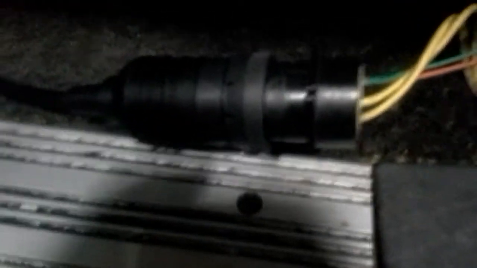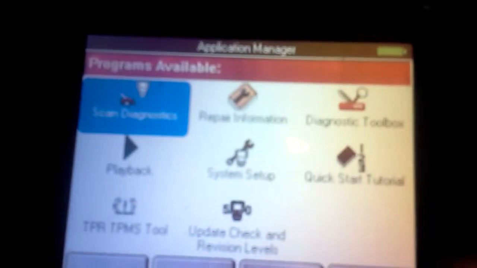Alright, the next thing I want to show you guys in this video is you go ahead and plug in your plug. It just snaps in, and then you just twist the connector. Don't twist the whole plug, you will break it. Okay, and turn your DTC scanner on, and go ahead and scroll through the settings. We're going to be doing scan diagnostics. You have all these other diagnostic procedures right here.